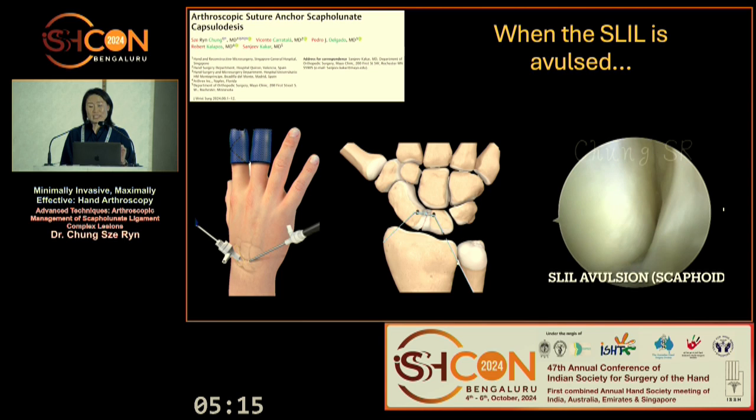When the scapholunate interosseous ligament is avulsed, one can perform a suture anchor repair of the scaphoid and lunate and then perform a capsulodesis. This is a nice picture on the right side showing that there's a bare area of the scaphoid bone as well as the interosseous ligament that is avulsed off.